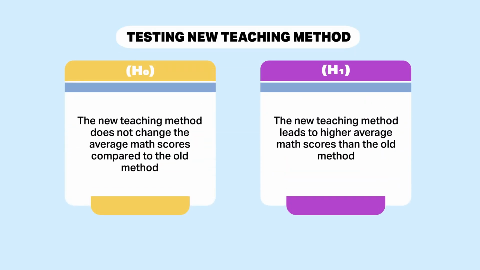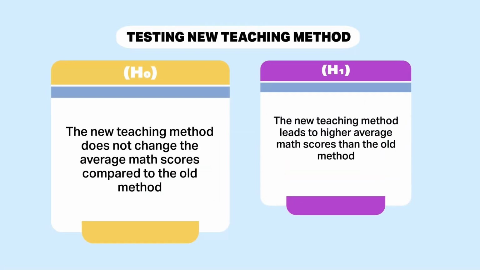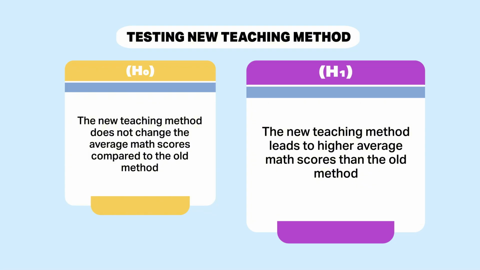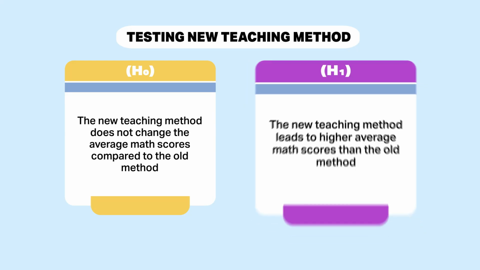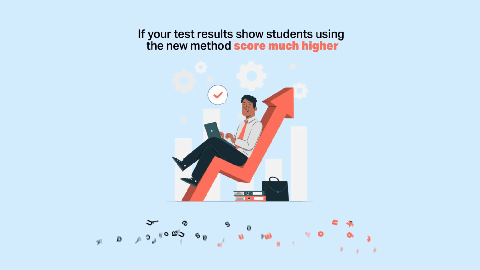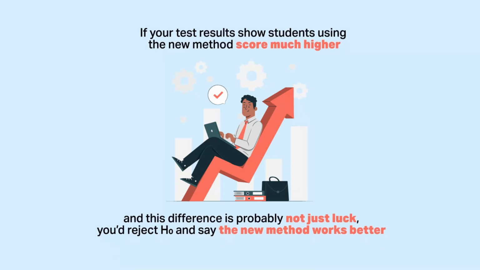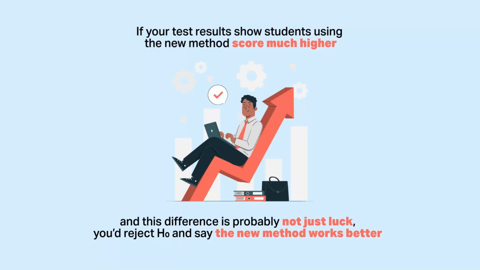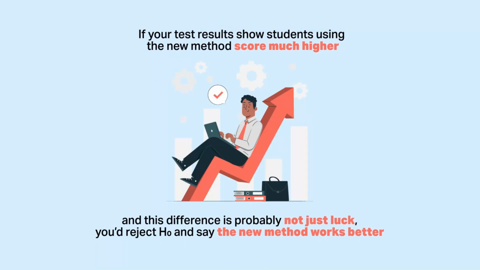Imagine you are testing a new teaching method to see if it improves math test scores. The null hypothesis states that the new teaching method does not change the average math scores compared to the old method. The alternative hypothesis states that the new teaching method leads to higher average math scores than the old method. If your test results show students using the new method score much higher, and this difference is probably not just luck, you would reject the null hypothesis and say the new method works better.